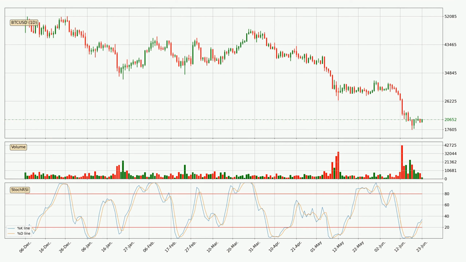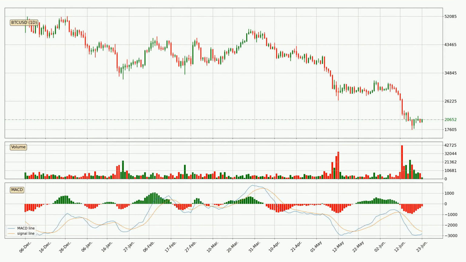Jumping to the daily stochastic RSI, there are no signs of the stochastic RSI being oversold or overbought at this time, but because the %K line is over the %D line, we can deduce that the trend is currently on the up. Jumping to the daily MACD, the MACD line is below the signal line, which shows that the current trend is on the downside.